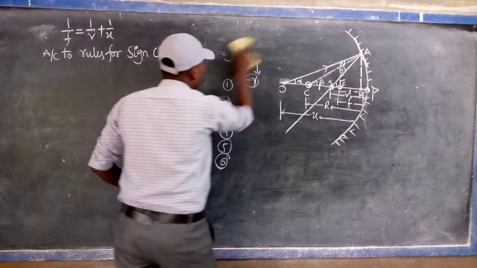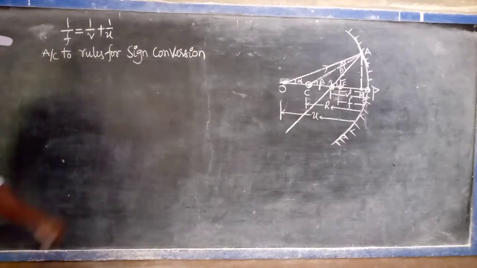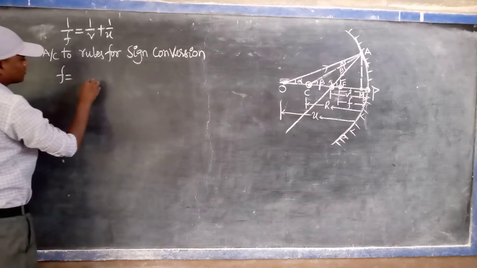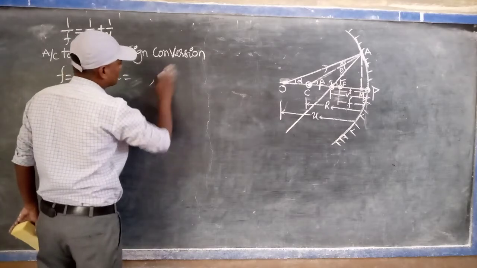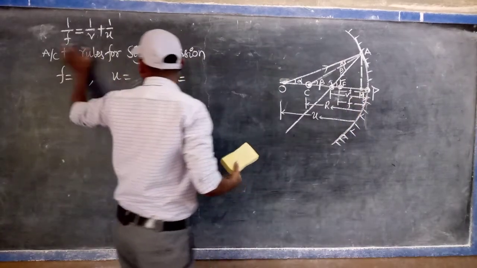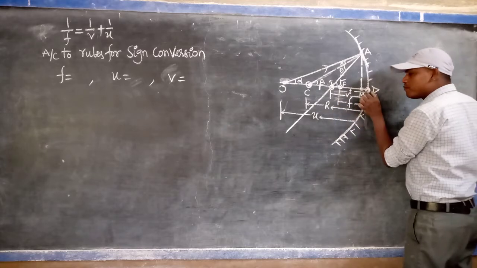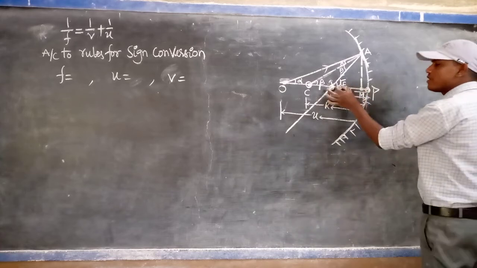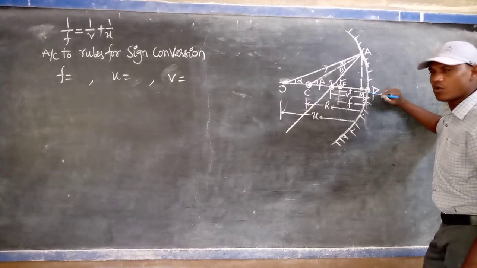Now let me come to the rules for sign convention. From the diagram, we have f, u and v. First, f means focal length. The distance from the pole of the mirror to the principal focus is called the focal length. Every distance must be measured from the pole of the mirror.